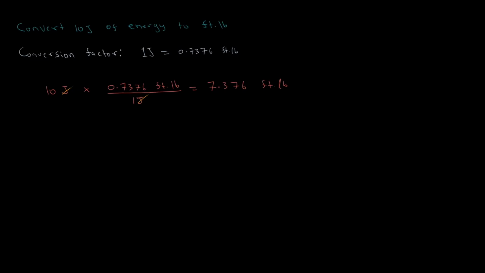Again, we can do this the other way too. So we know that 1 foot-pound is equal to 1.356 joules. We make the conversion by multiplying 10 joules of energy by 1 foot-pound divided by 1.356 joules. The answer will be the same as before.